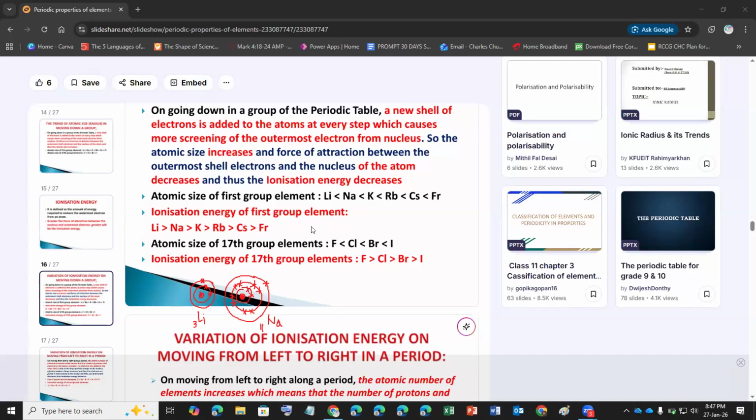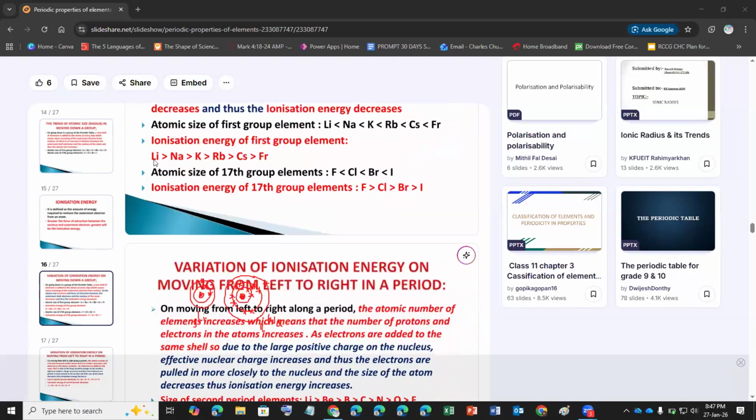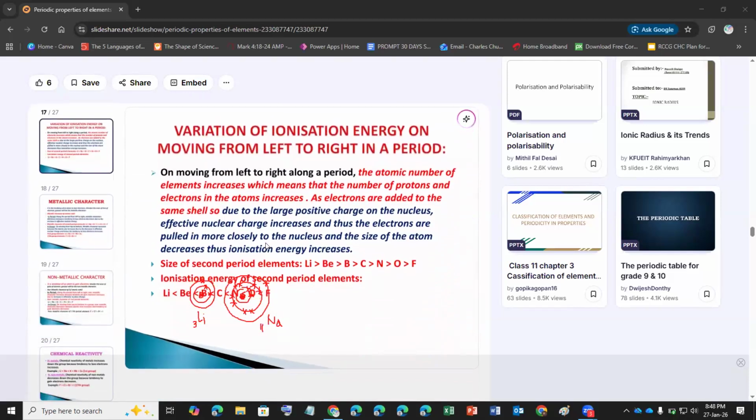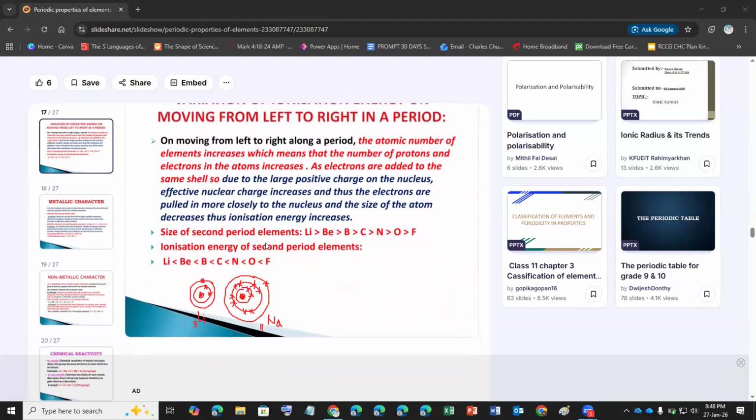All right, so you are right when you said that the ionization energy of lithium is greater than that of sodium. You can see it there. Of course, the opposite is the case when it comes to going from left to right in a period. Why? Because the atomic size across a period from left to right actually does what?